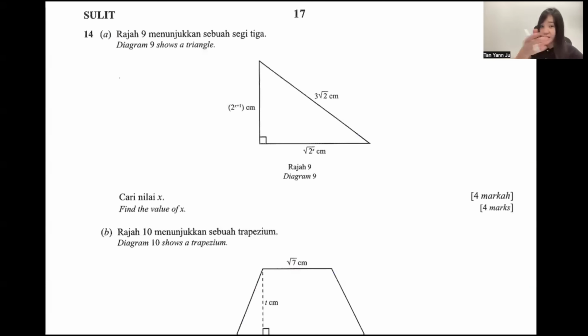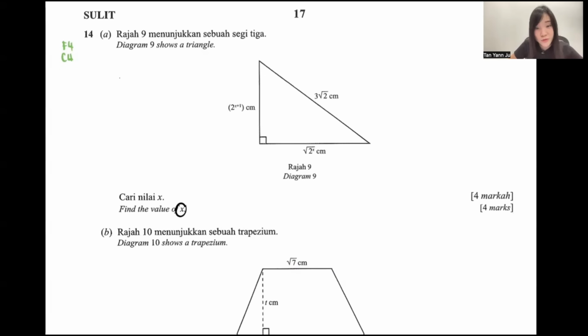Diagram shows a triangle. I can see that. Find the value of x. 4 marks. Guys, when I look at the question, so many surds. Isn't it under Form 4, Chapter 4? Indices, surds, and logarithms, the surd part. What is the shape they provide? My favorite shape. Right angle triangle.